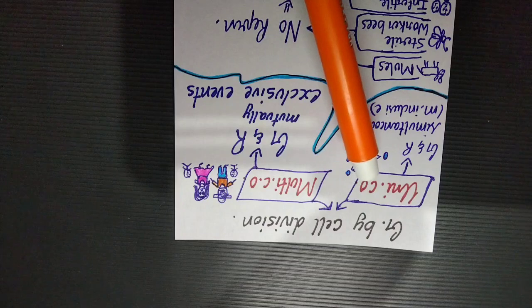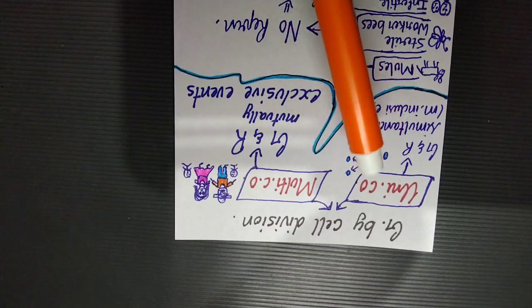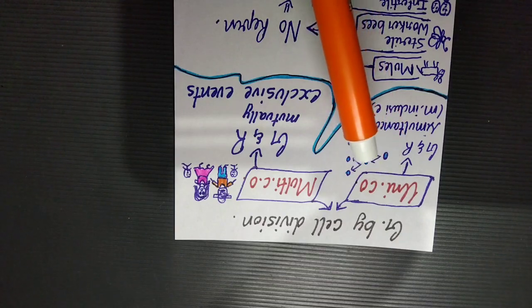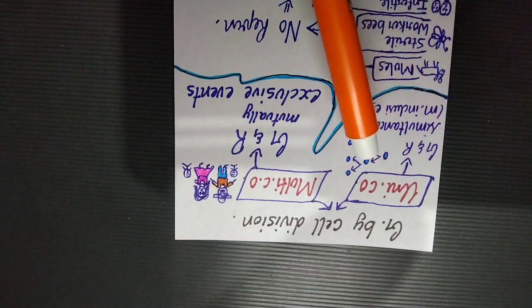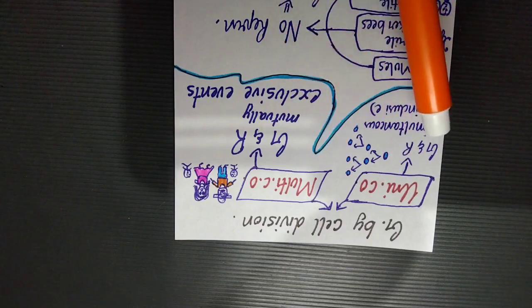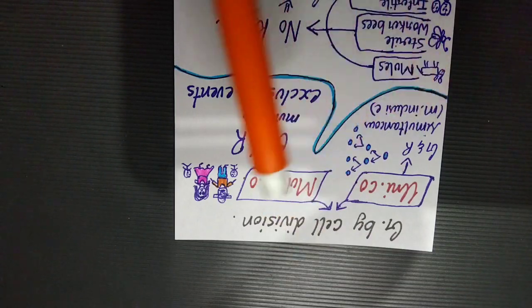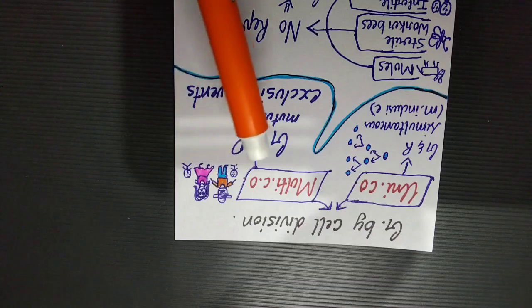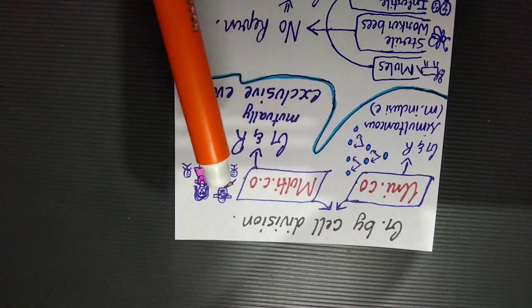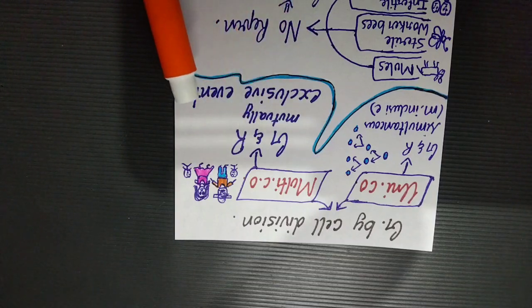Here the parent is producing two daughter cells. That's why it is reproduction. One cell is producing two cells. That's why it is cell division. In unicellular organisms, growth, reproduction, cell division are simultaneous events. It is also called mutually inclusive events. Whereas in multicellular organisms, it is not like that. First growth will happen, then reproduction will happen. That's why in multicellular organisms, growth and reproduction are mutually exclusive events.